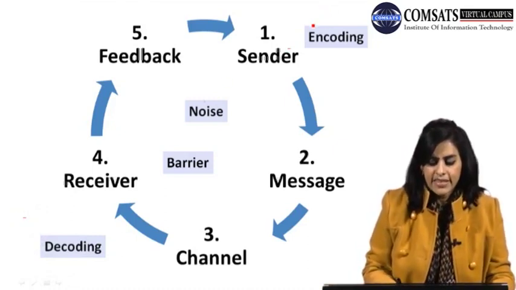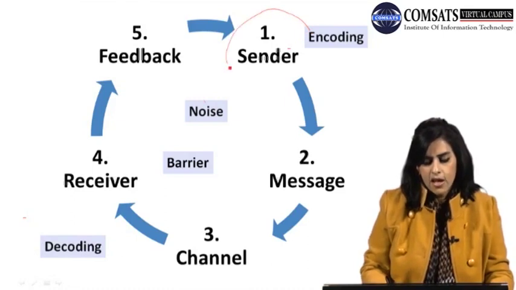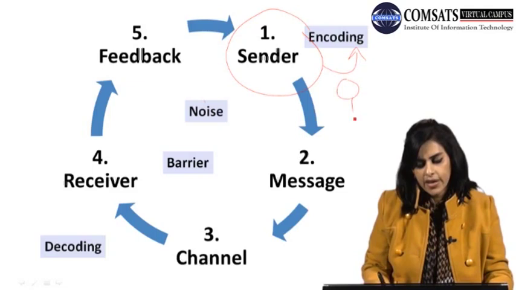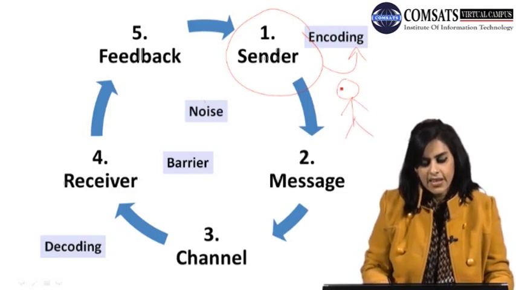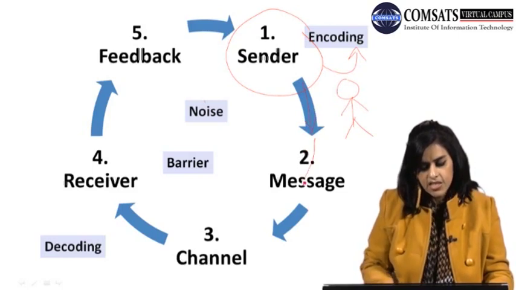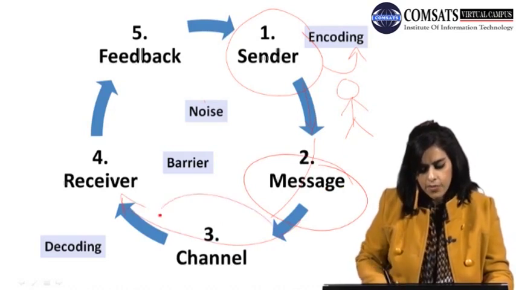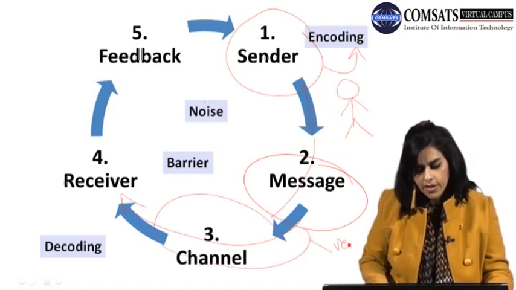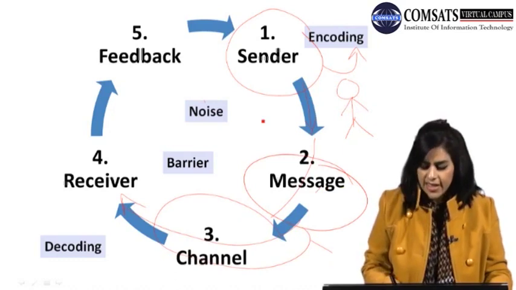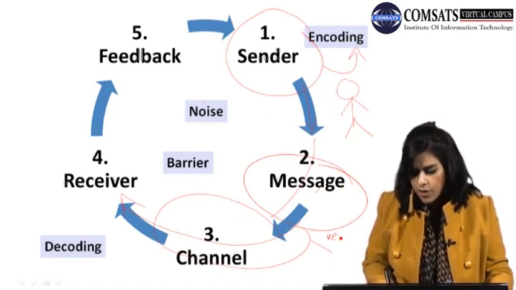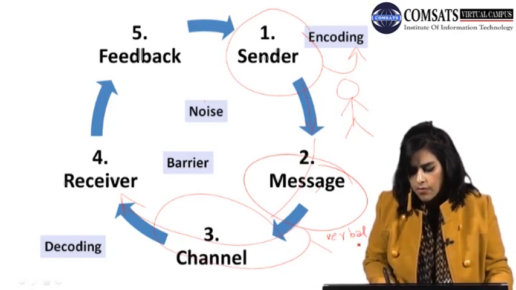Your communication basically starts with your sender here. The sender is the one who is encoding the message in his brain. Now this sender is sending the information to the receiver. This message is sent through a proper channel to the receiver. Now this channel can be verbal as well as non-verbal. So let's write them down: verbal and non-verbal.